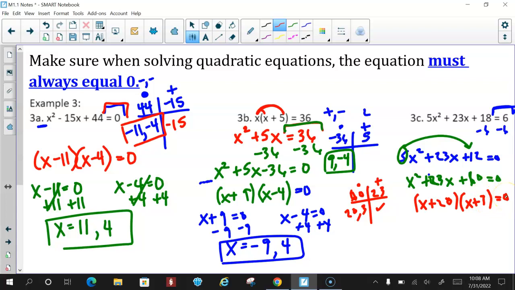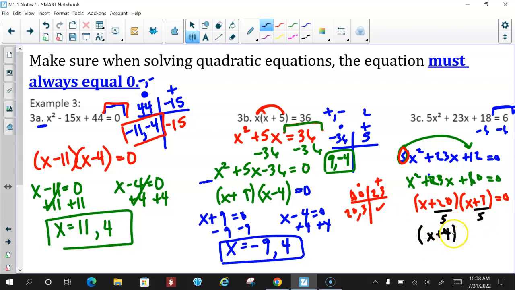But now, are we done the factoring? No. Because remember, what did we start with? We actually started with a positive 5. So now what do we need to do with our bottoms up? Divide. What do we divide by? Divide by 5. So now we're going to divide by 5. 20 divided by 5 is 4.